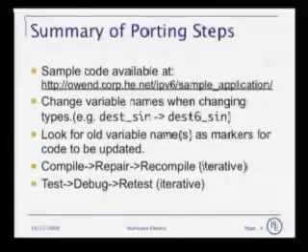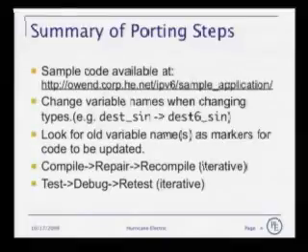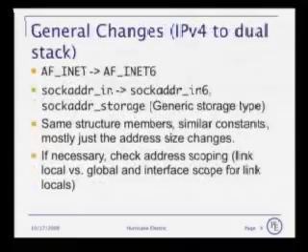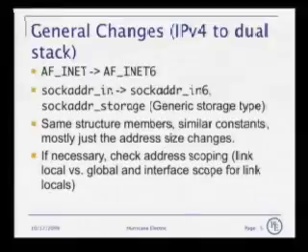And then basically once you've done that, it boils down to the usual compile, repair, recompile, followed by test, debug, retest routine. The general changes: AF_INET becomes known as AF_INET6. It's kind of a misnomer that it's AF_INET6 because it will actually support mapped v4 addresses as well as v6 in that address family.